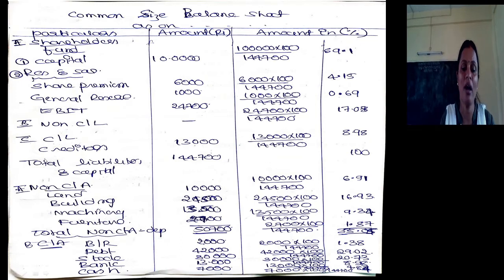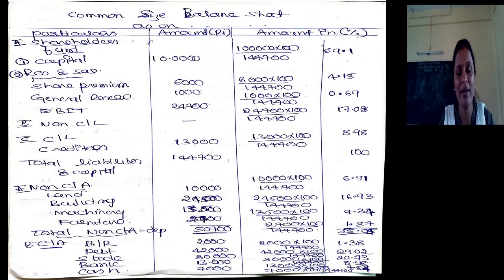Then the asset side, non-current assets: land, building, machinery, furniture. So deduct depreciation, try to understand. There is no depreciation on land, there is depreciation on building, there is depreciation on machinery, there is depreciation on furniture.